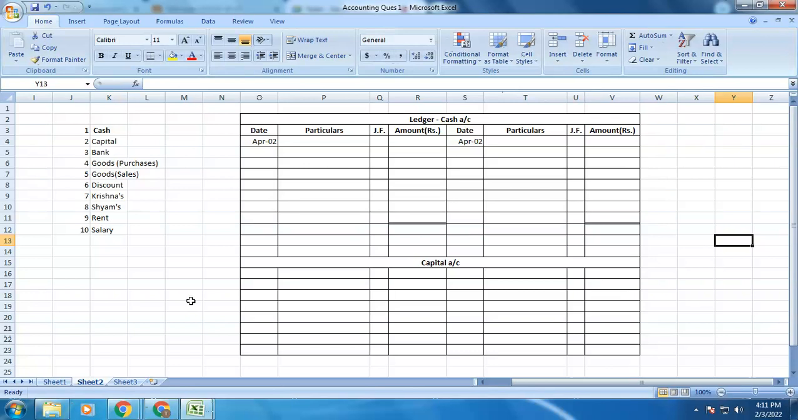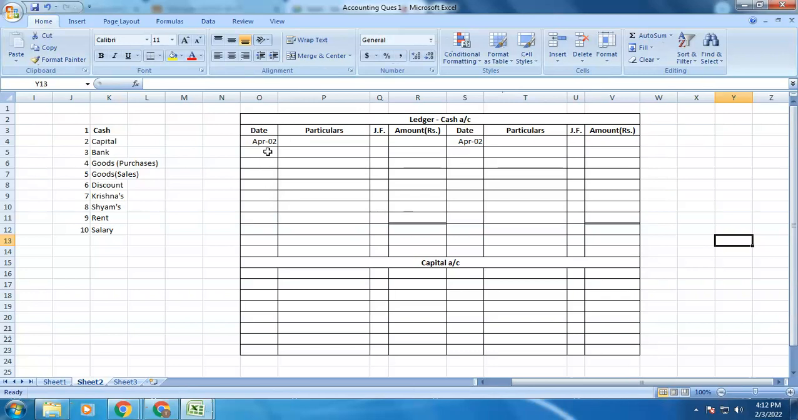So for every account that was either debited or credited in the journal, there will be a separate ledger account. Here on the screen, I'm showing you two. First, the cash account, which we will learn to prepare, and then space for the capital account. Then third will be bank account, then goods purchases, goods sales. Similarly, we'll have all the 10 accounts being prepared on the ledger sheet. Okay, so let us start. I've already written the dates April 2002 on both the sides, so I don't need to repeat these later.